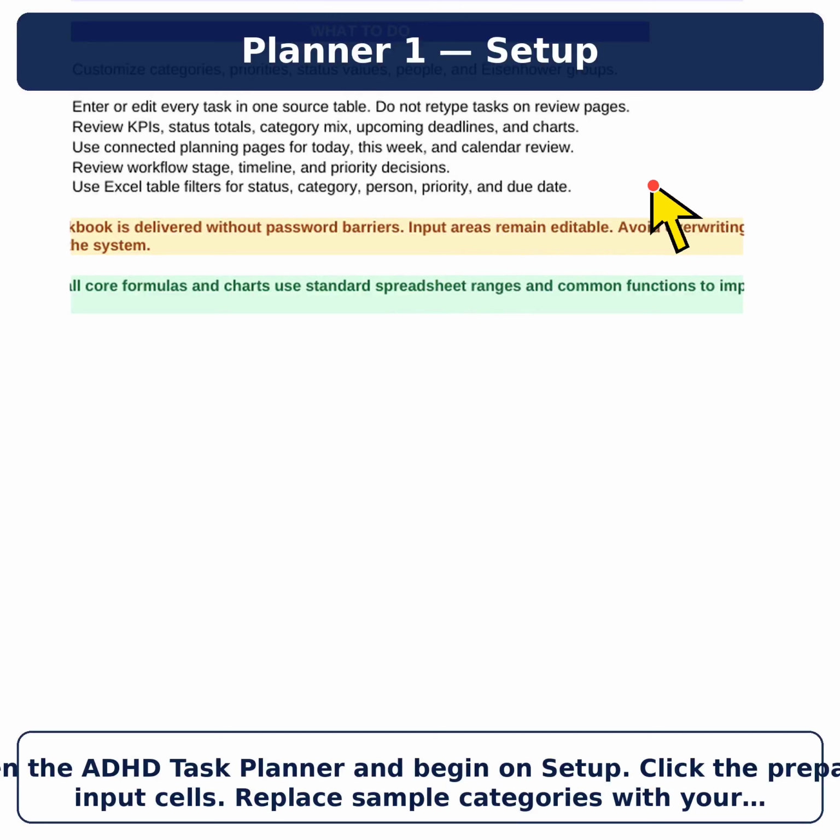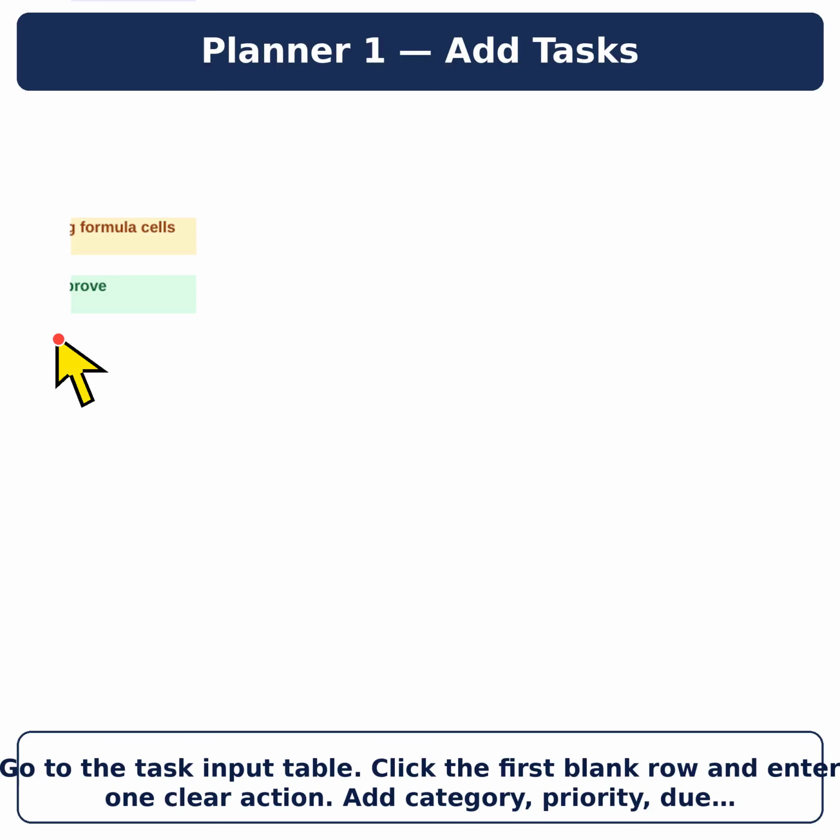Open the Setup tab. Click only inside the prepared input areas. Replace sample categories with categories that match your real life, such as work, home, health, finance, study, or personal. Review priority labels, status choices, people, and any date settings. Keep the spelling consistent. Drop-down lists, filters, totals, and charts depend on these exact labels.